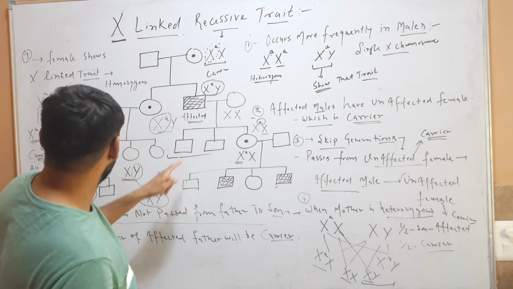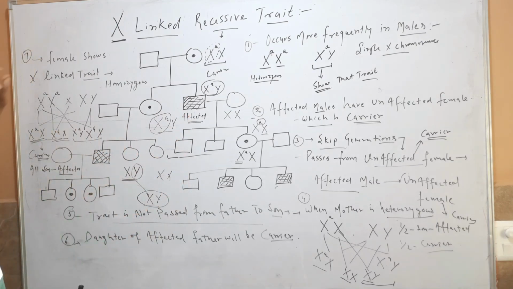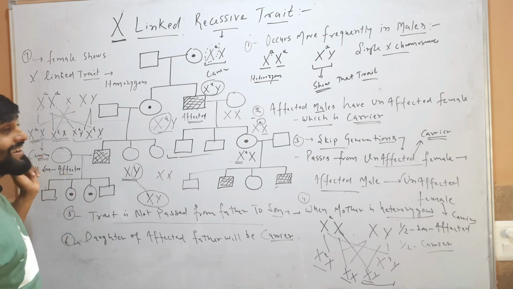that is affected. And the last one is when a female is homozygous for the X-linked recessive trait. If she is homozygous, then she will show that trait, and when she shows that trait, all of her sons will be affected and all of her daughters will be carriers.